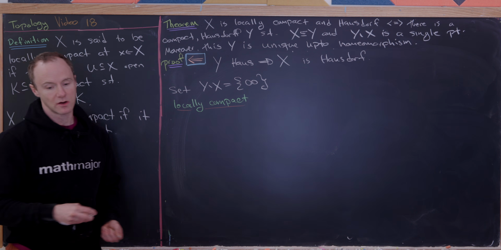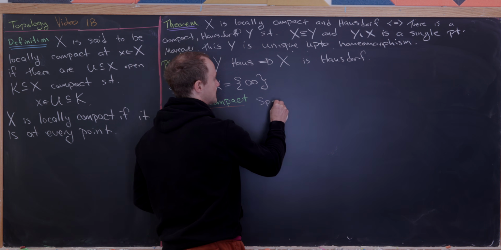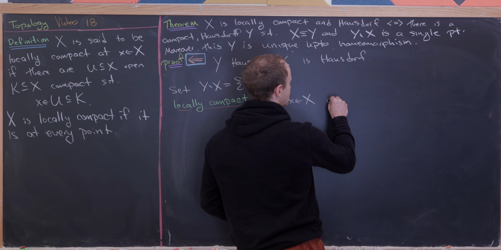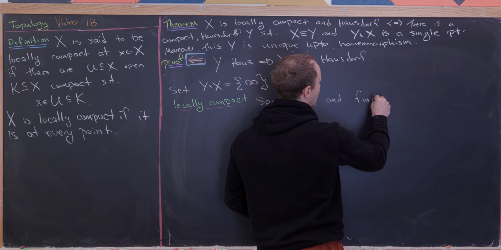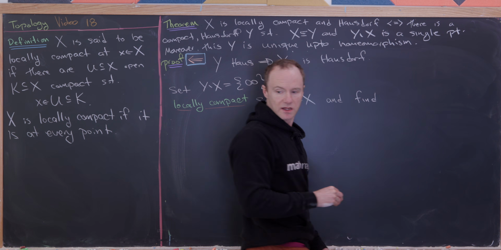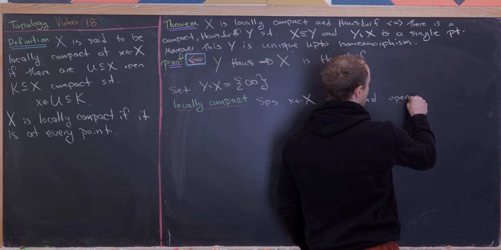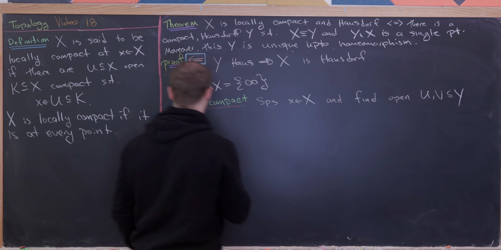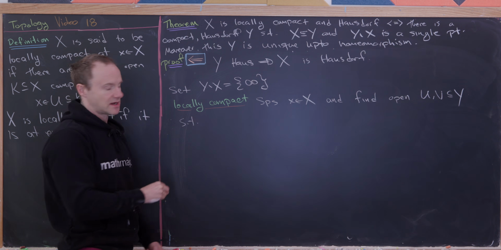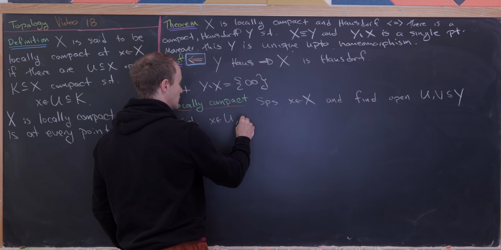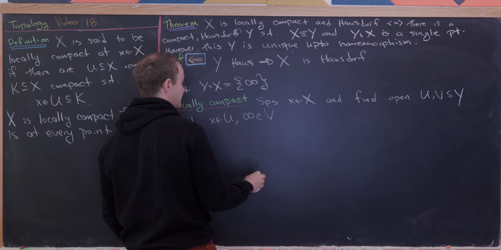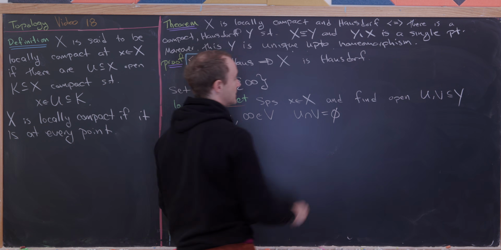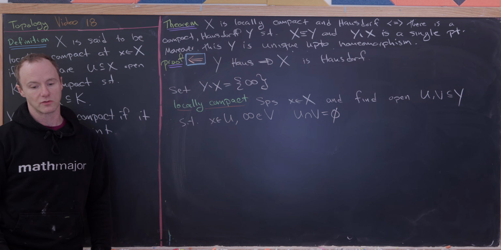Okay, so let's suppose that x is inside of X. And what we'll do is find open sets U and V, which are open in Y, such that x is an element of U, infinity is an element of V, and then U intersected with V is the empty set. Okay, great.